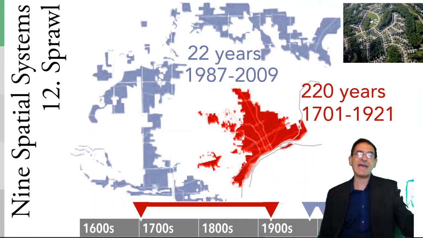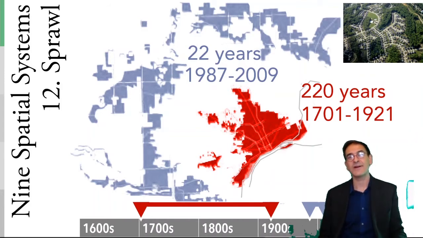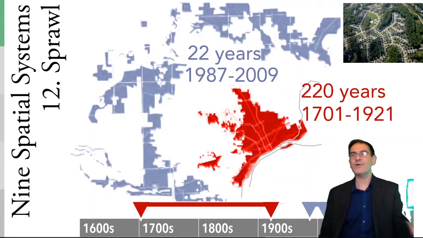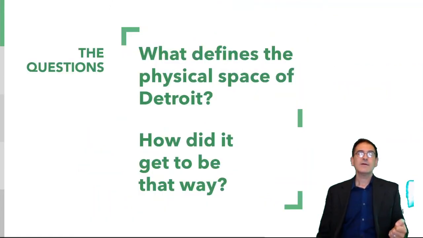So a 22-year period, the amount that was added into the urbanized area is larger than the total land area of the city in 1921. So it took 220 years to get to that space, and then in 22 years, from 1987 to 2009, the city actually added more than that amount of urbanized land space. It's just absolutely remarkable, and it's something that we're going to be talking about in class.